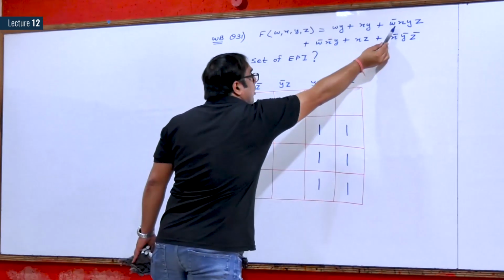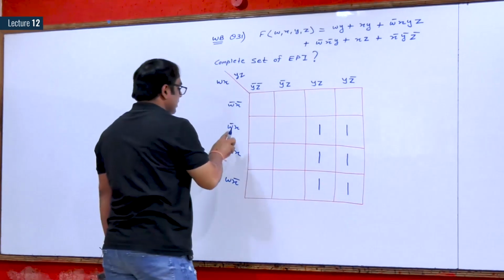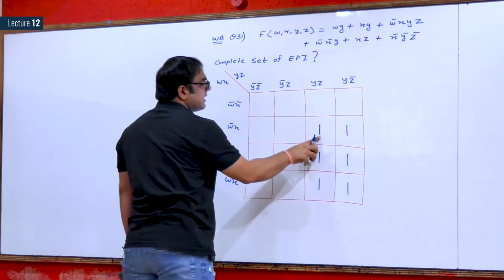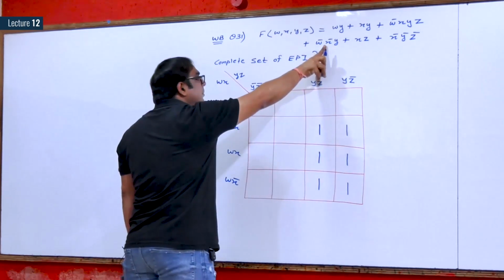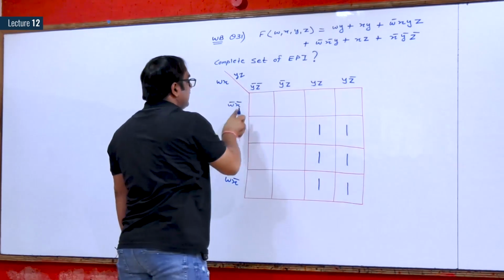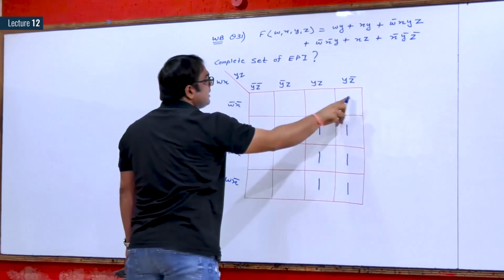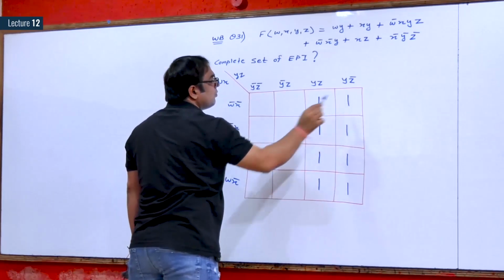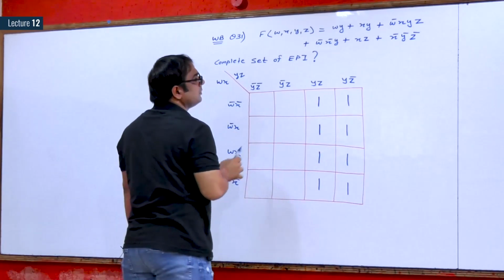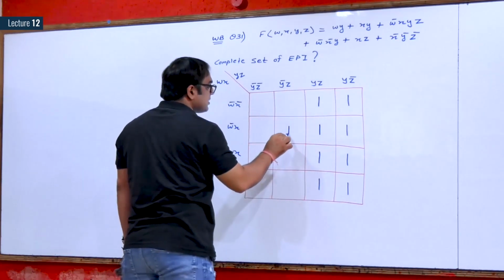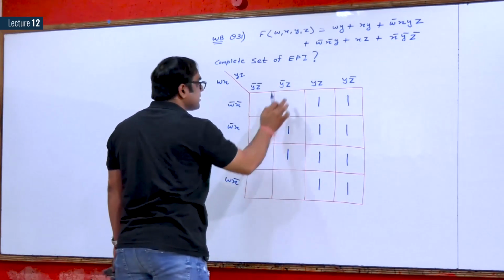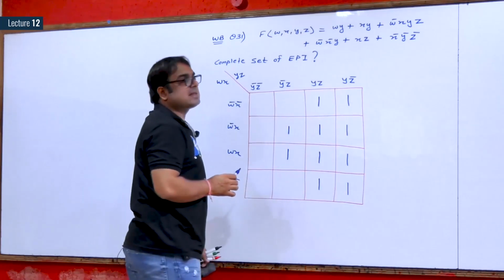Next one, W complement X Y Z. This already has been plotted. W complement X complement Y. W complement X complement, these two are Y. Now, X Z. So this is X and this is Z. So the center quad is X Z.